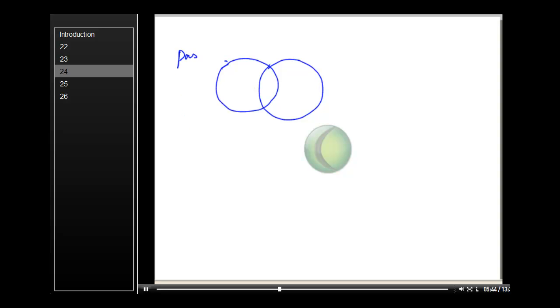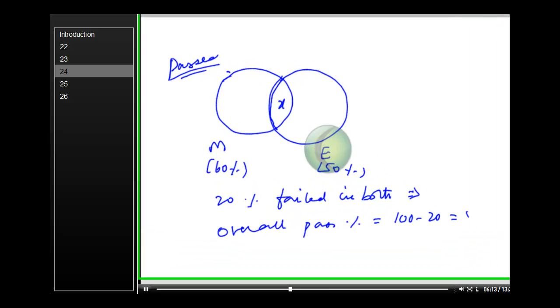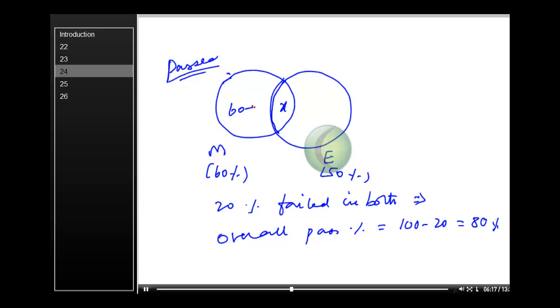We are looking at the passed candidates. You have maths here and English here. Maths is 60% on the right side, English 50% outside. The both is the intersection, call it x. We are given 20% failed in both examinations, so that means the overall pass percentage is only 80. So if you look at the diagram, only maths is 60 minus x, only English is 50 minus x. So 60 minus x plus 50 minus x will add up to 80. So 110 minus x is equal to 80, or x is equal to 30%.